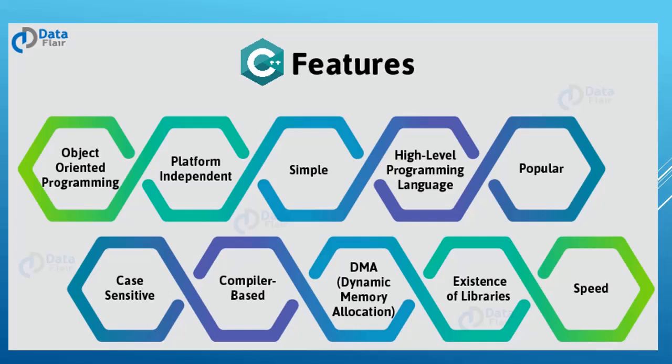The language is simple. It is a high level language, which means that it resembles human language. The language is popular. The language is case sensitive. The language is compiler based, that is, it uses a compiler. It shows all the errors at once, and this increases the speed of running a program. C++ uses dynamic memory allocation, that is, it allocates the memory which is just needed for that data. Nothing more and nothing less.